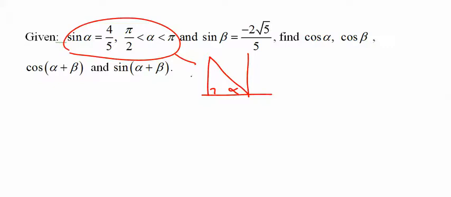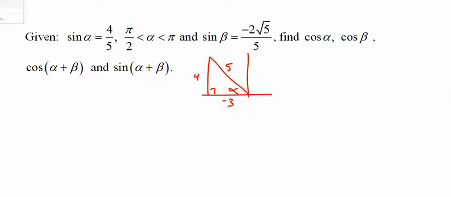Alpha. Sine is 4 over 5, negative 3. I'm going to go with green over here. Sine of b equals... bad teacher, did not write in the quadrant. Does it matter what quadrant? Third quadrant. Naughty, naughty, naughty.